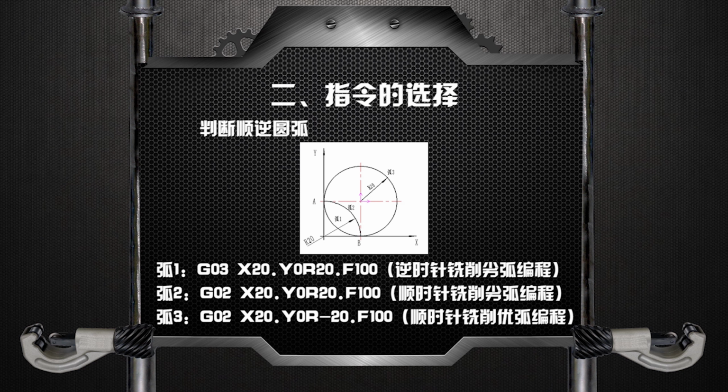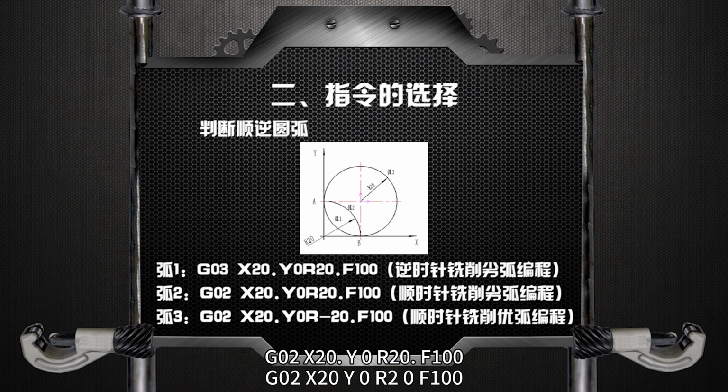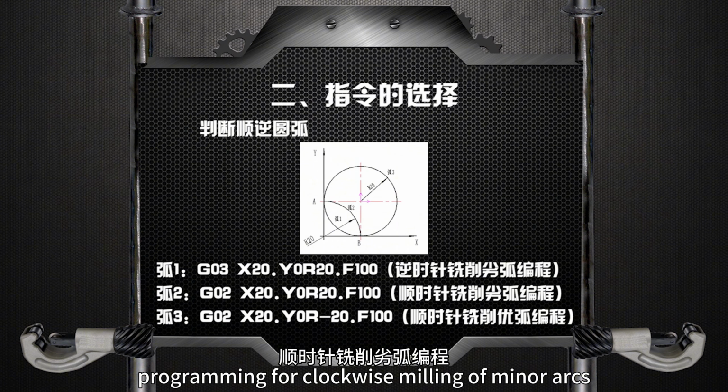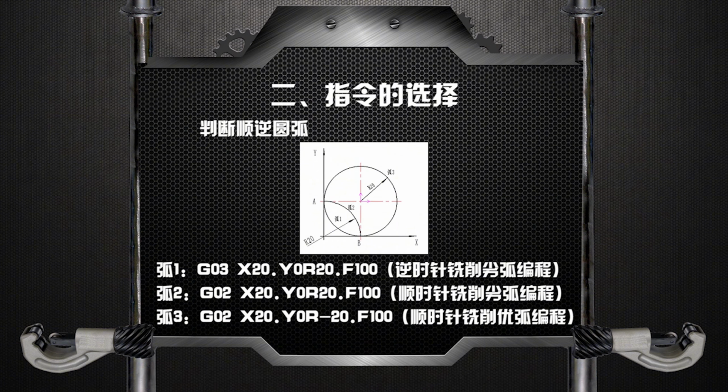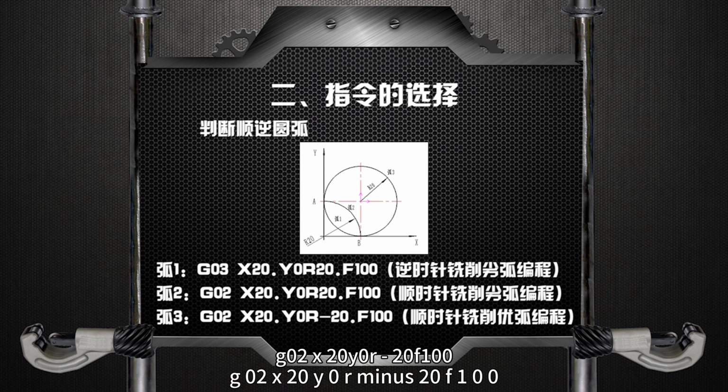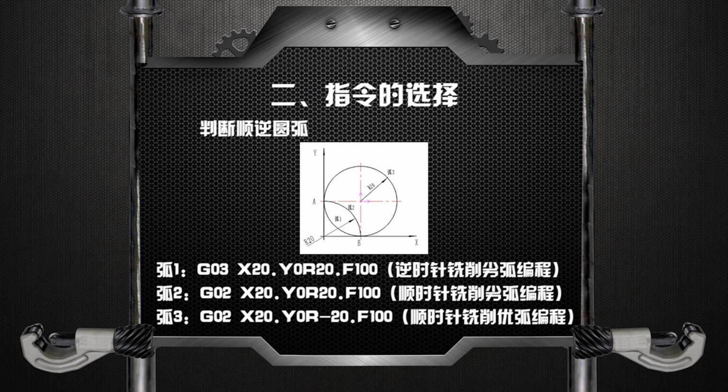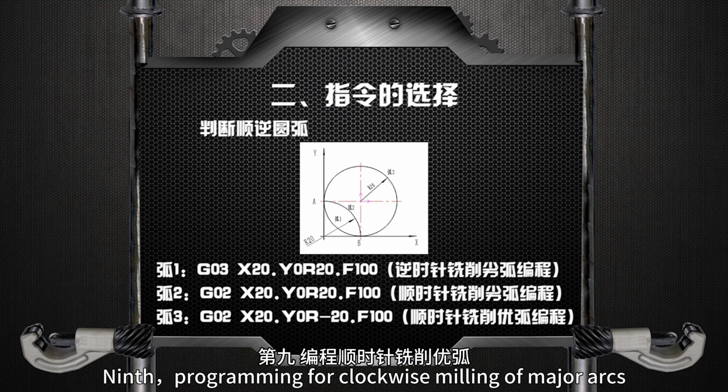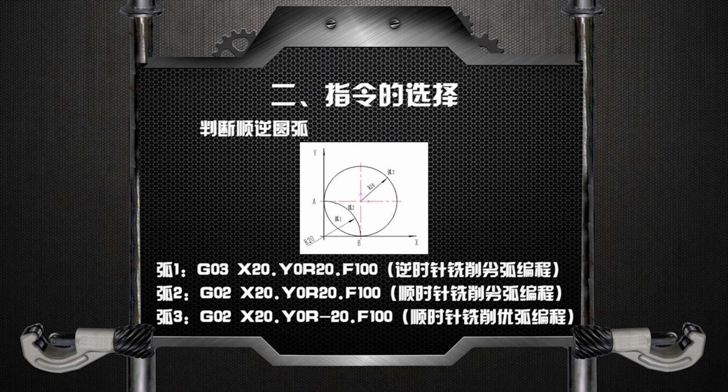Arc 2, G02 X20, Y0, R20, F100. Programming for clockwise milling of minor arcs. Arc 3, G02 X20, Y0, R-20, F100. Programming for clockwise milling of major arcs.